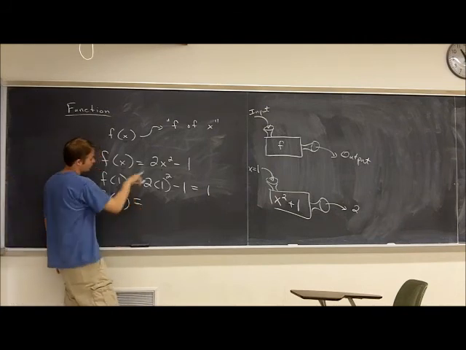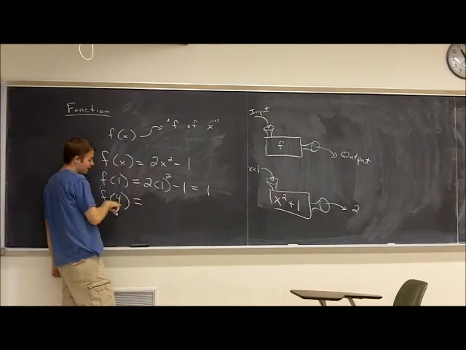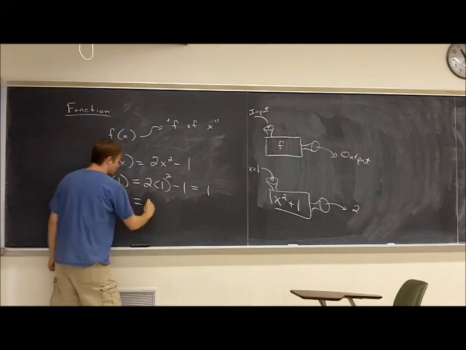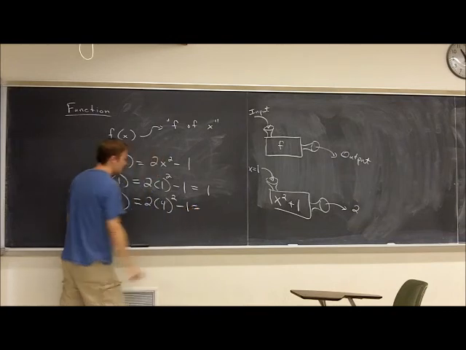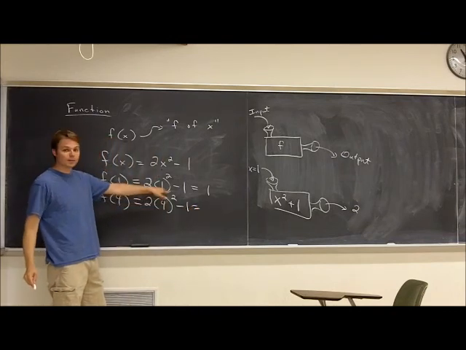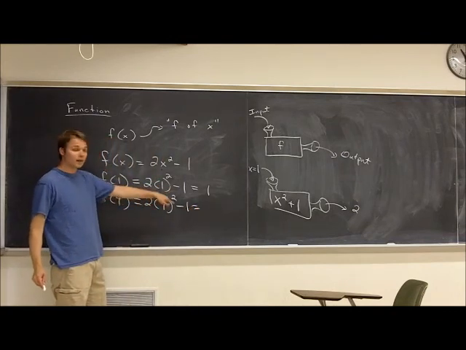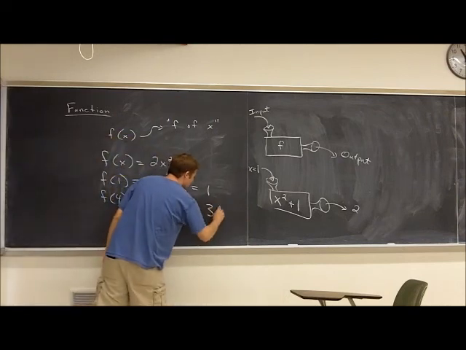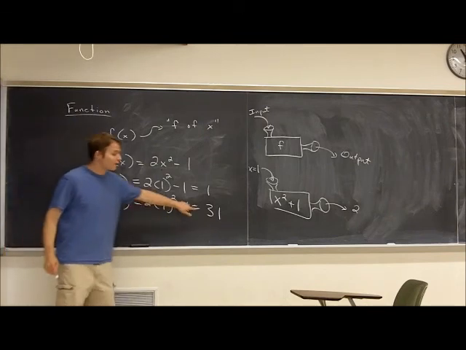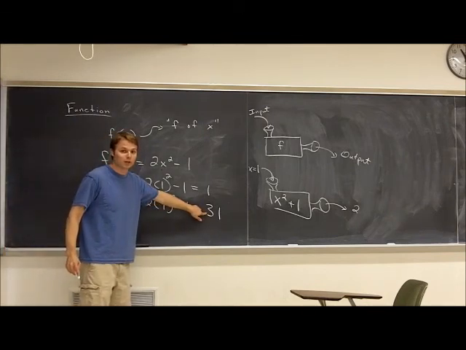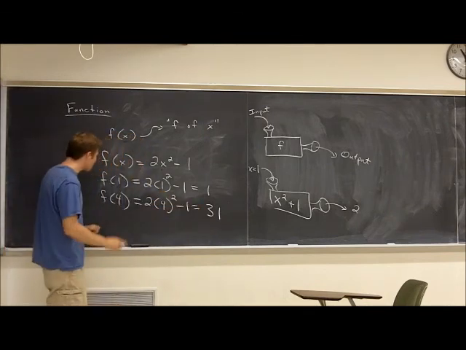This just tells me to go to my function, and every time I see an x, I'm going to replace that x with a 4. So 2 times 4 squared minus 1. In this case, this will be 2 times 16, so 32, minus 1 is 31.